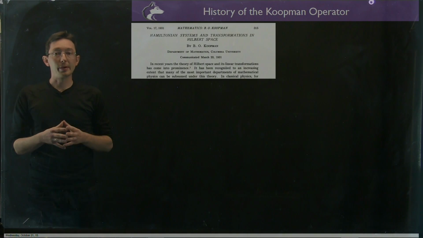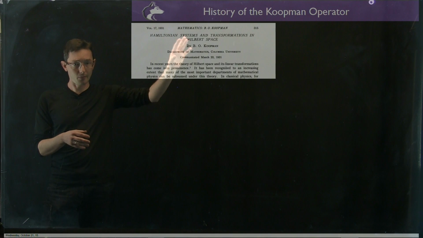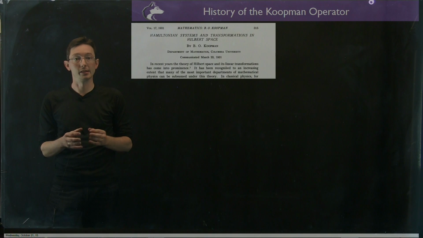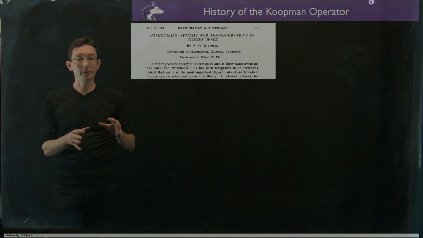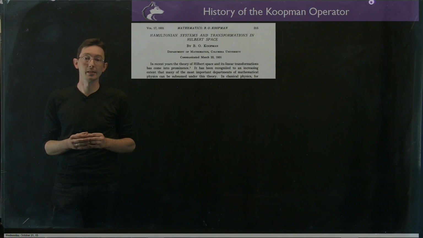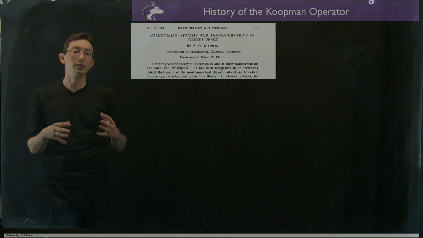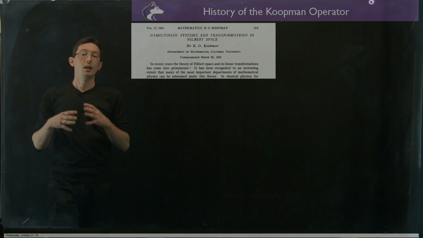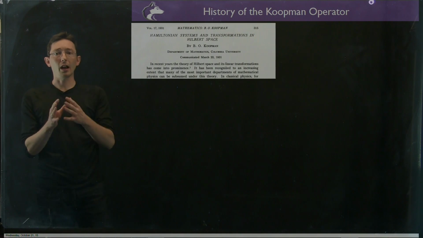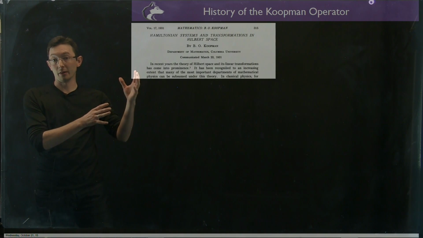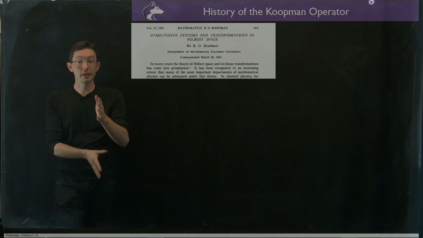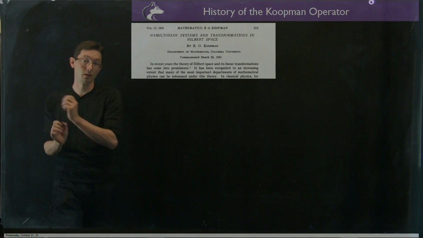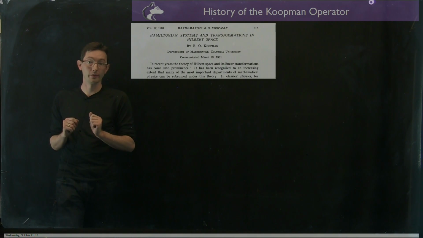So the Koopman operator has been around for quite some time. Koopman in 1931, in the Proceedings of the National Academy of Sciences, put forward this paper, Hamiltonian Systems and Transformations in Hilbert Space. And in this work, he outlined how you can think of finite dimensional but nonlinear differential equations in terms of this Koopman operator, which is an infinite dimensional linear operator that acts on the space of all possible observable functions of our state, the state of the ordinary differential equation.